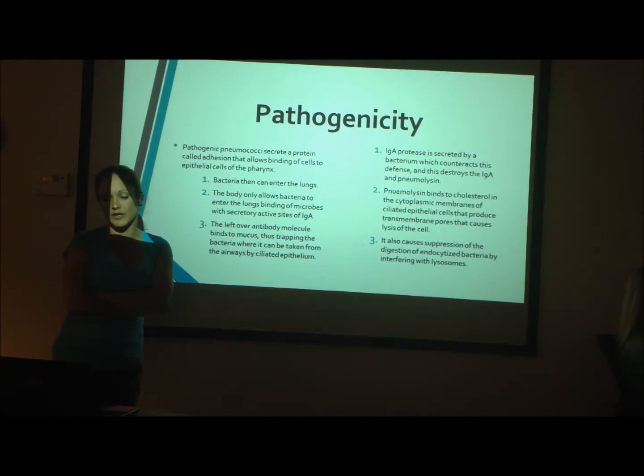Pathogenic pneumococci secrete a protein called adhesin. This allows binding of cells to epithelial cells of the pharynx. Bacteria then can enter the lungs. The body only allows bacteria to enter the lungs by binding of microbes with secretory active sites of IgA. The leftover antibody molecule binds to mucus, thus trapping the bacteria where it can be taken from the airways by ciliated epithelium. IgA protease is secreted by a bacterium which counteracts this defense, and this destroys the IgA, and pneumolysin.